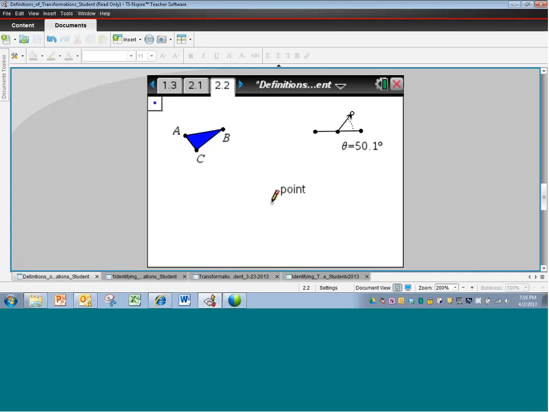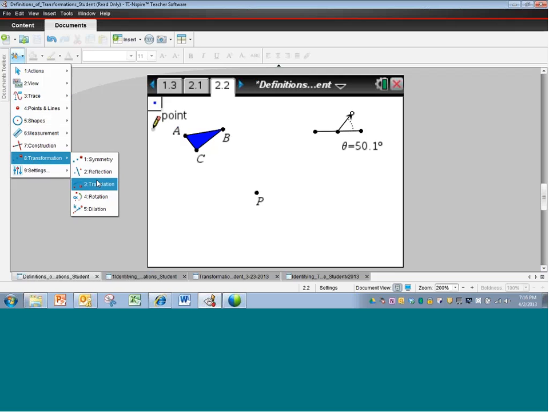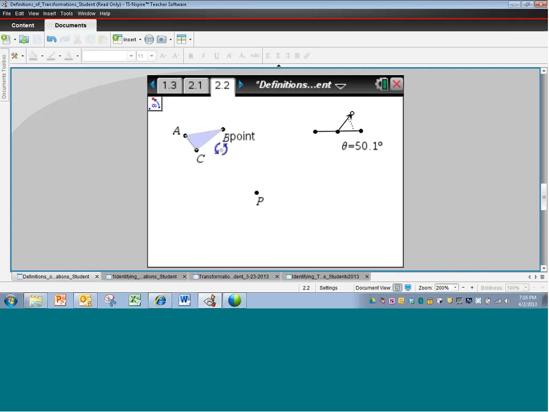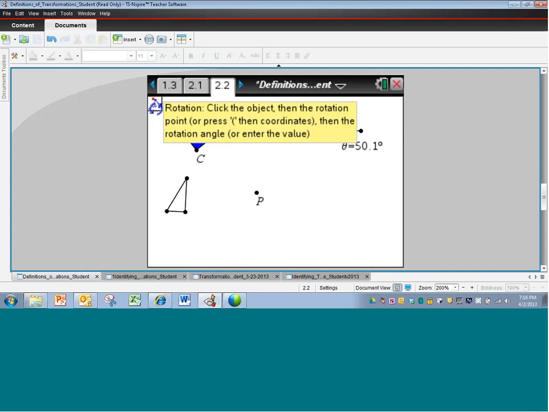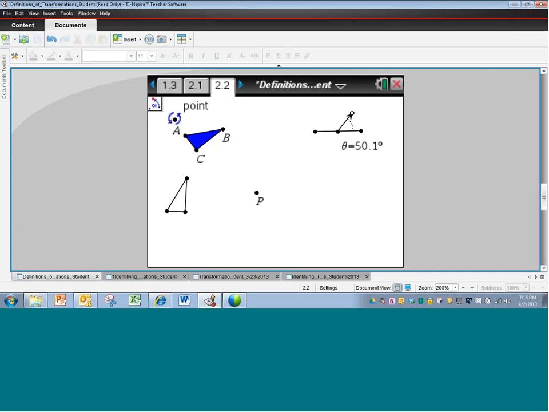And I'm going to create, in order to do a rotation, a point and label it P. This point is going to be the center of our rotation. Now what I want to do is rotate the triangle ABC about point P through the angle that's listed up there as a driver. Now there's a purpose for that. And notice if you click on the tool, it tells you exactly what to do.